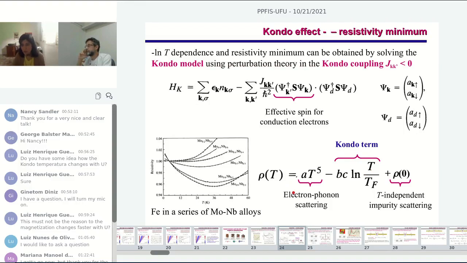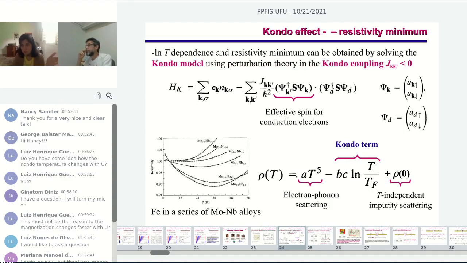Putting together other contributions, like the one coming from electron-phonon scattering or a T-independent impurity scattering, then we understand that there should be a minimum in the resistivity. But if the temperature keeps becoming smaller, then this minus ln T would give a divergence of the resistivity, which we do not see.